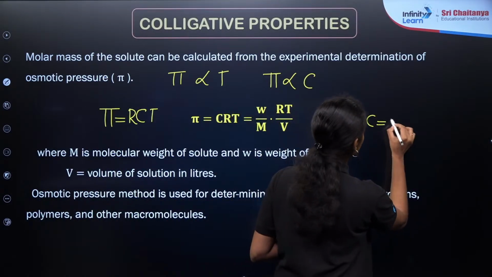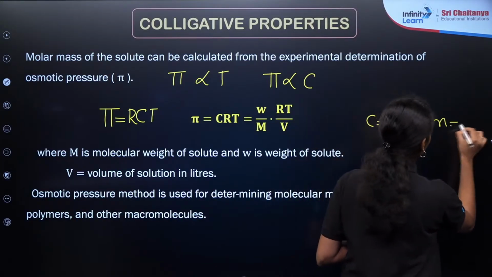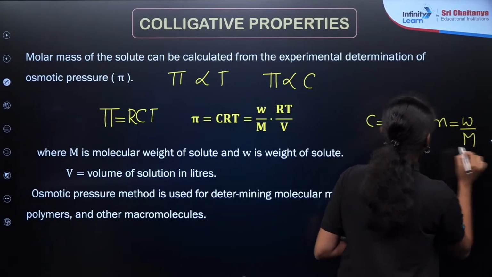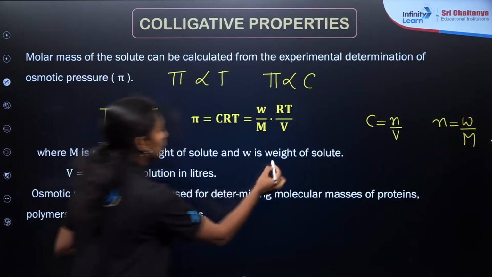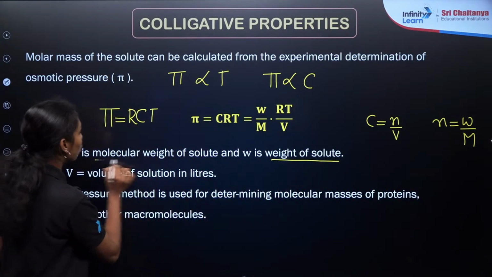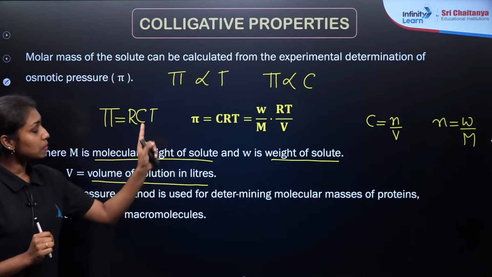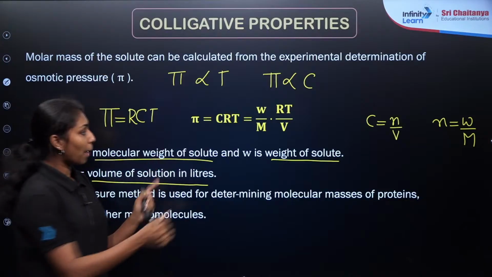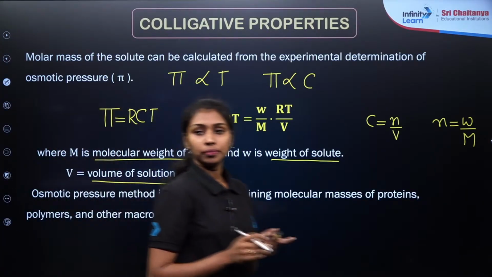Here C is taken as n by V, where C is molarity. The value of n is given by W by capital M, where W is the given mass, the weight of the solute, and M is the molecular weight of the solute, and V is the volume of the solution in liters. If you substitute the values here, you will get the value of M as the molar mass of the solute. Clear?